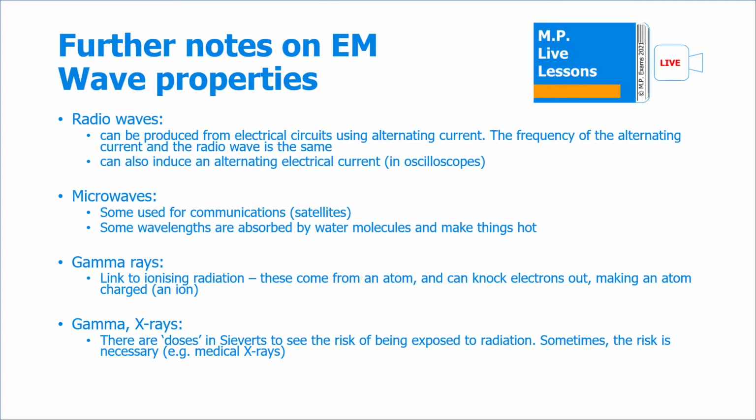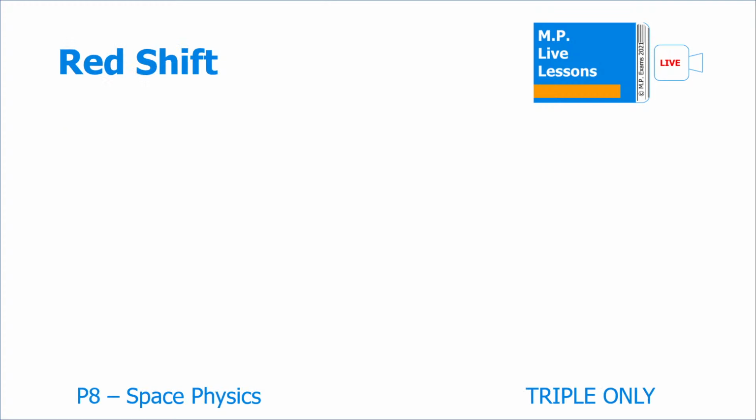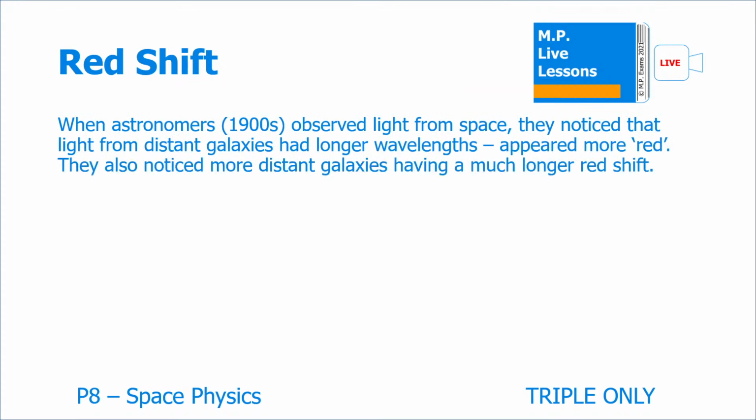Now, as a link to electromagnetic waves is a bit of space physics once again for triple science students only. So this is the concept of redshift. When astronomers in, let's say, the 1900s first observed light from space, they noticed that light from distant galaxies had longer wavelengths. They appeared more red. They also noticed more distant galaxies having a much longer redshift. They appeared more red again.